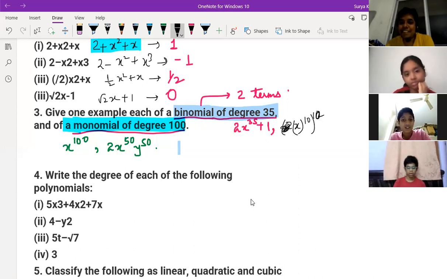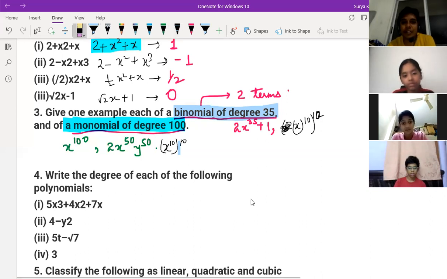No, sir, not that. I'm telling for monomial, sir. The monomial you are saying. Yeah, sir. Okay. This is why you are writing there: x to the power 10, like this. Okay, fine. Tell me an example for this, Satvik. Monomial or binomial? Binomial, you tell, binomial.